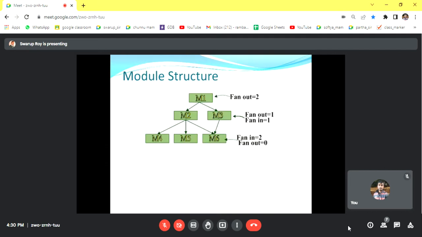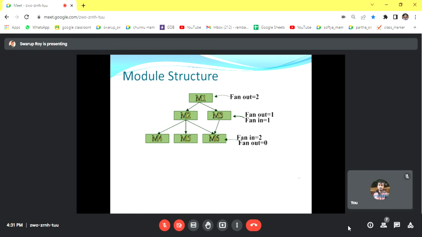Say for example, for M1 the fan out is 2. For M2 and M3 you see there is one fan in each, and M2 has 3 fan out, and M3 has 1 fan out. For M6, you see there are 2 fan in and no fan out, because these are the last modules, or leaf modules, you can say.